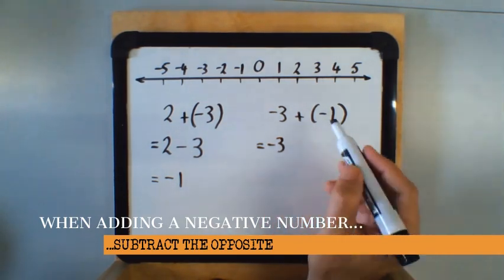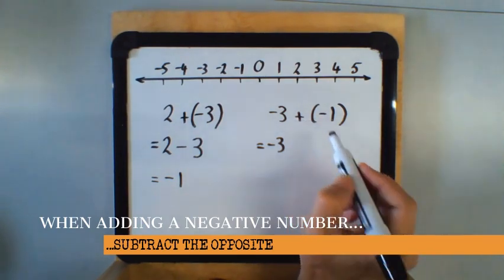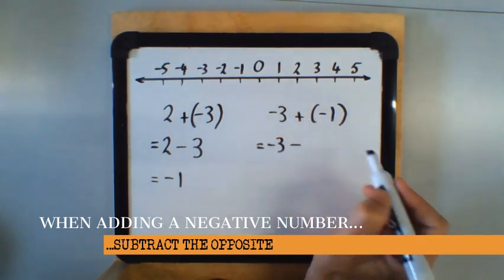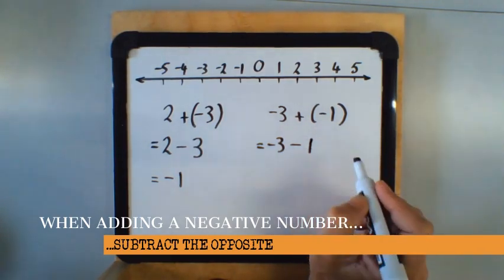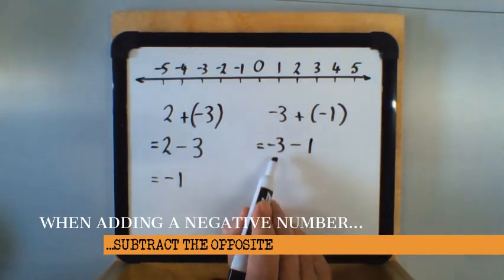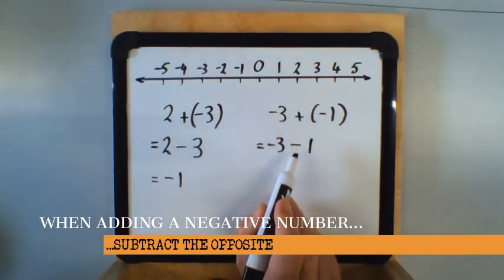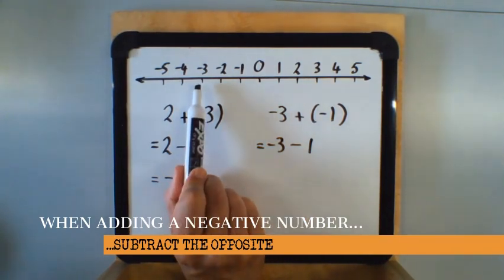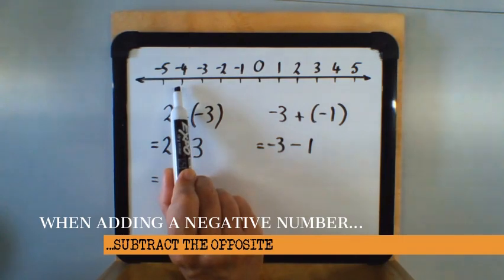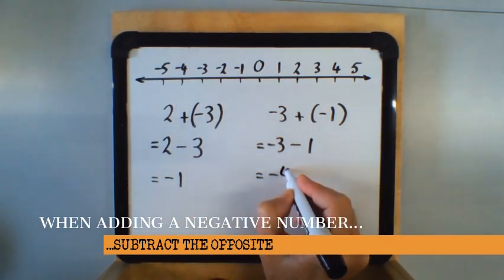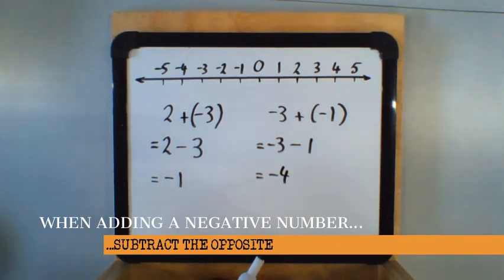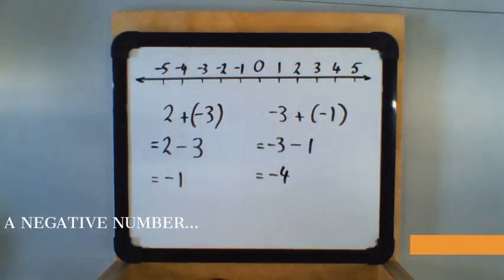It's the same process. I'm not going to add the negative, I'm going to subtract the opposite. The opposite of minus 1 is 1. So I start at minus 3 and I go down 1. So there's minus 3, take away 1 takes me down to minus 4. So when I add a negative, I subtract the opposite.